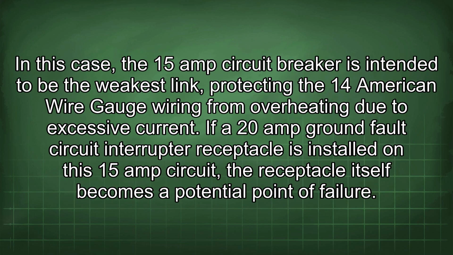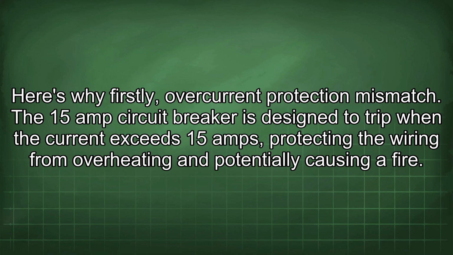In this case, the 15 amp circuit breaker is intended to be the weakest link, protecting the 14 American wire gauge wiring from overheating due to excessive current. If a 20 amp ground fault circuit interrupter receptacle is installed on this 15 amp circuit, the receptacle itself becomes a potential point of failure. Here's why. Firstly, overcurrent protection mismatch.